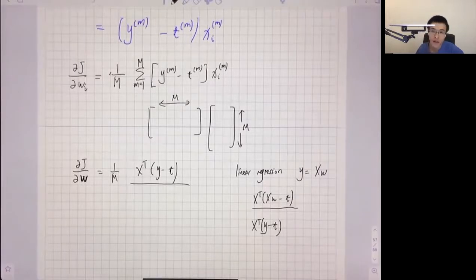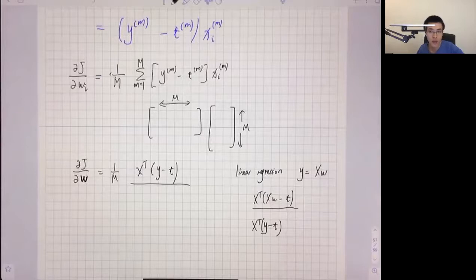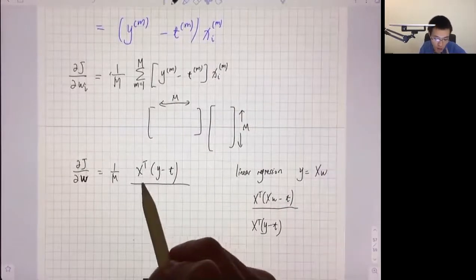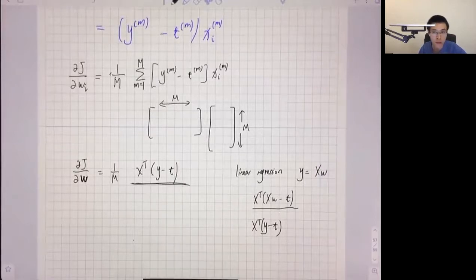Okay, this is not a coincidence. And we will show that logistic regression is a special case of the generalized linear model. And for generalized linear models, you all have the same thing. Okay, so without computing that, I actually directly know this is my derivative.